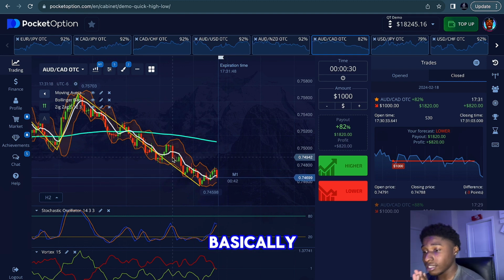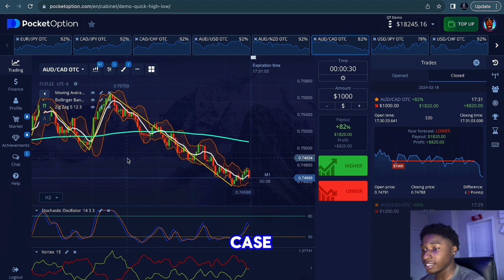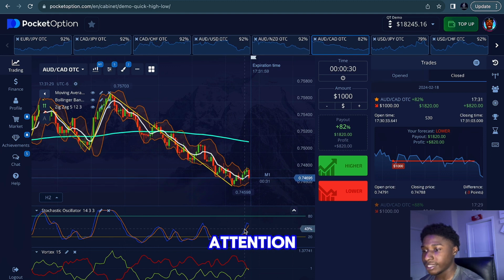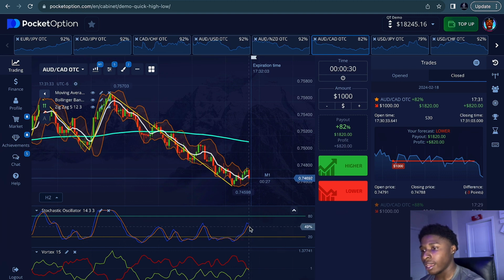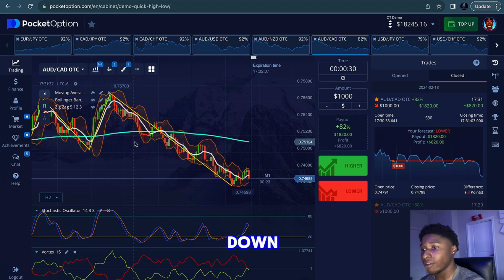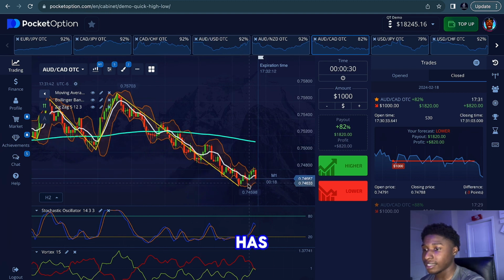So pretty much basically what I just showed you guys is all you need to know in this case. If you set up these indicators exactly how I have them, you will start winning a lot of trades if you, you know, pay attention to your stochastic, pay attention to your vortex. Once this starts to cross, and once the stochastic is a little bit too oversold, it's gonna start coming back down, guys. And like I said, the zigzag is still forming, guys. The zigzag has not yet spiked back up.